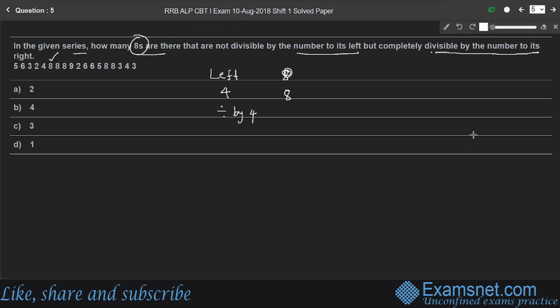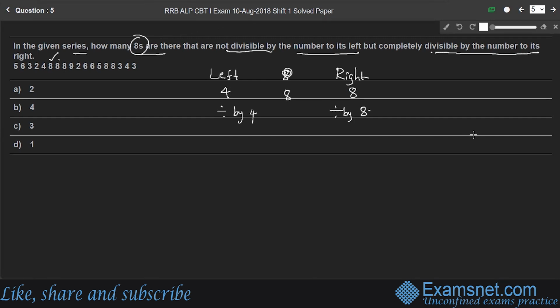So the question is to find the number of 8s which are not divisible by the number to its left, right? So the number to its left is 4, where 8 is divisible by 4. Therefore, we cannot take the first 8, right? Whereas to its right, we have one more 8. To its right also, we have 8, right? So the number 8 is divisible by this 8, right?